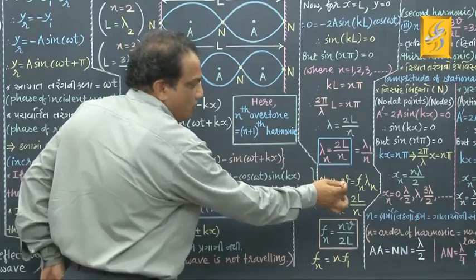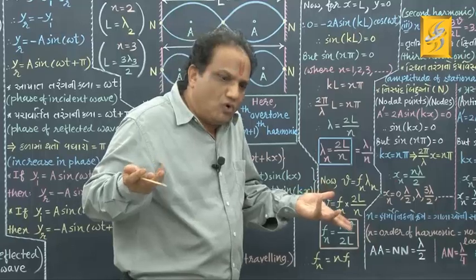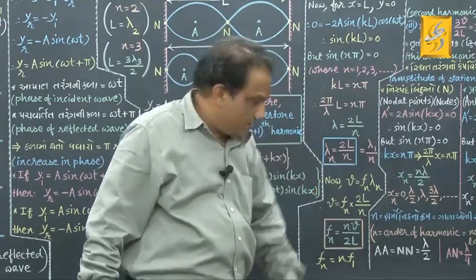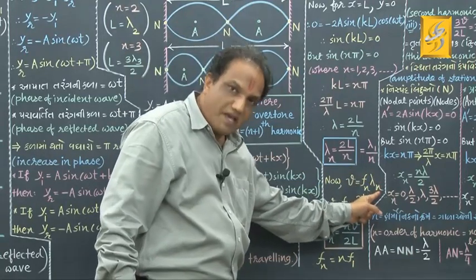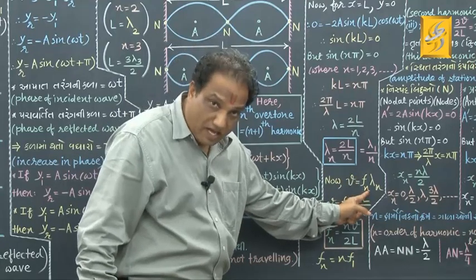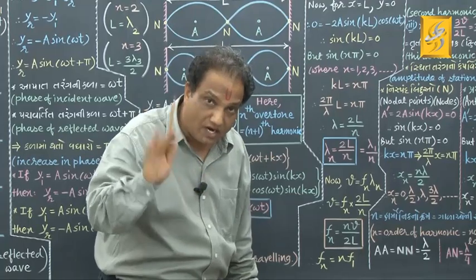Now tell me, what should be the velocity of propagation of the wave? According to the formula which we know, V equals F lambda. Instead of F, I am putting Fn, and instead of lambda, I am putting lambda n. Fn means frequency of the nth harmonic and lambda n means wavelength of the nth harmonic.